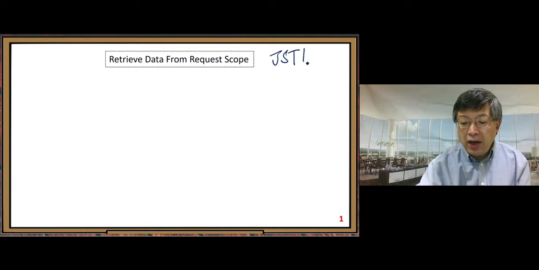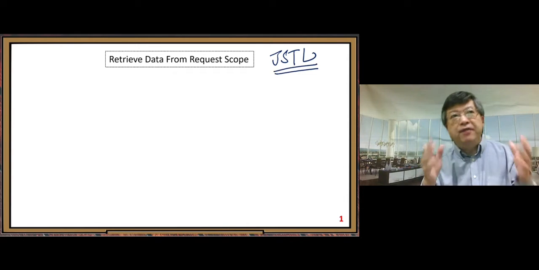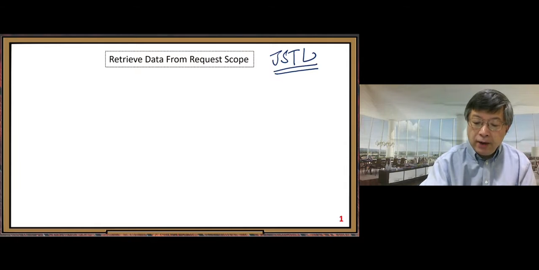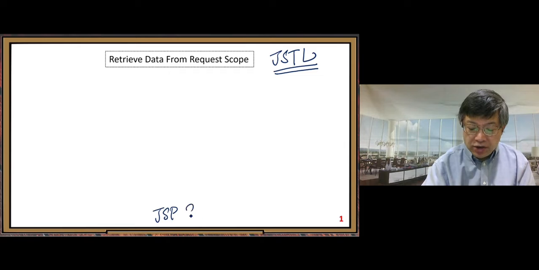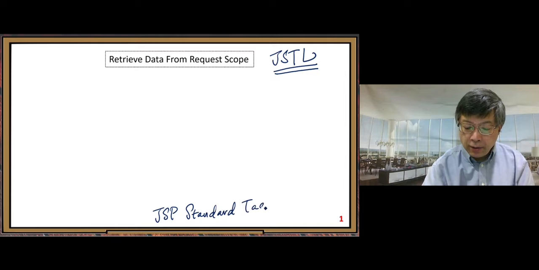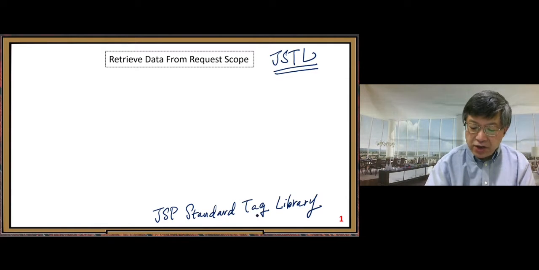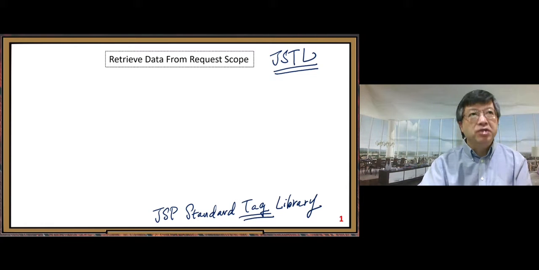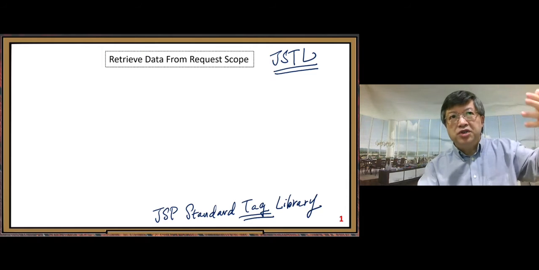So here I like to briefly explain this technology a little bit. The full name of JSTL is JSP, that's the J part, Standard Tag Library. So what's that? Standard tag. So you can see this keyword, tag. It tells you the most important information this technology is trying to do.